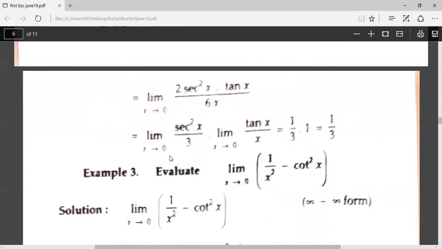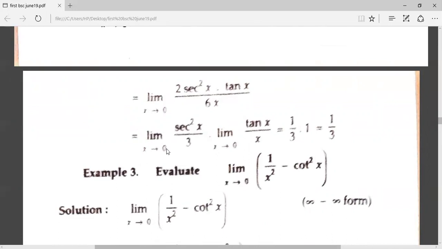Next, this is limit x tends to 0. Let us adjust here now. Secant square x, 2 by 6 is 1 by 3, divided by 3, put on one side. Tan x by x, put on the other side, as limit x tends to 0. Now, tan x by x as x tends to 0 is 1, so write 1 for it. What remains? Substitute the limit for x. Secant 0 is 1, so it is 1 by 3. So therefore the answer is 1 by 3.